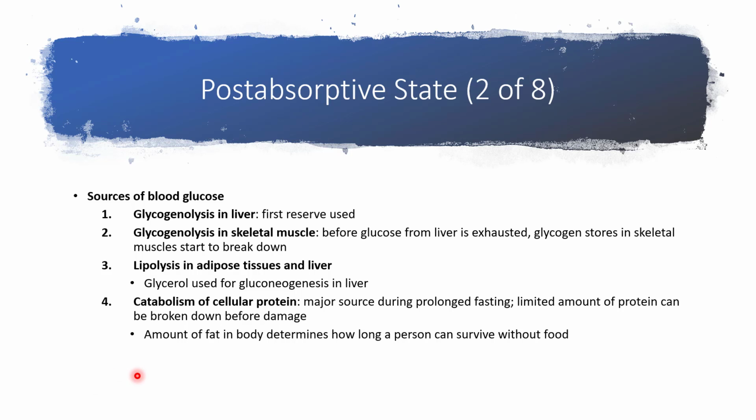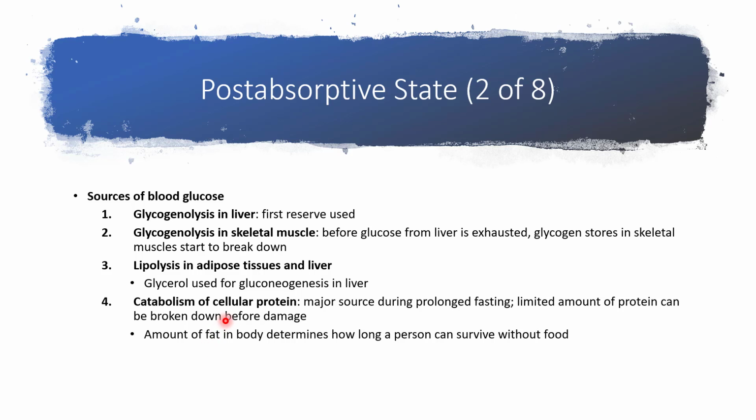Okay, let's take a look at the sources of blood glucose. First, you know already what glycogenolysis is in the liver. It is the first reserve that is being used. Glycogenolysis also occurs in skeletal muscle. Before glucose from the liver is exhausted, glycogen that's stored in the skeletal muscle will start to break down. Then you have lipolysis also in adipose tissues and liver. This is where we get the glycerol used for gluconeogenesis in the liver.